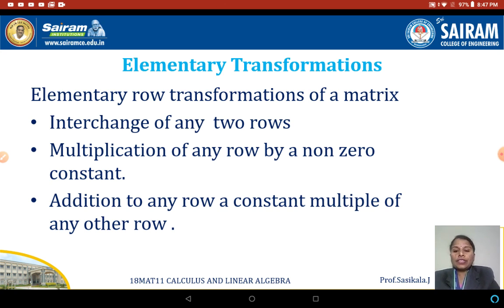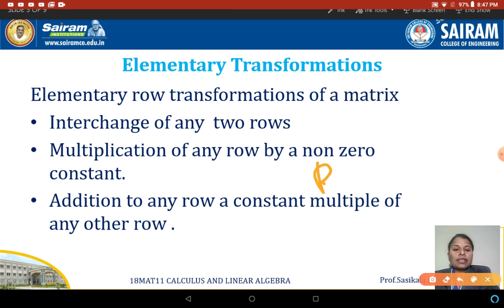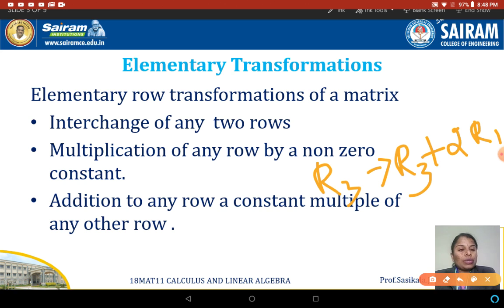The next one, addition to any row of a constant multiple of any other row. If you want to make a change in one particular row, for example R3, how do I change it? I use my old R3 and add 2 into R1. That means you are doing 2 operations: one is multiplying R1 by 2, and after that you add it to R3, which will give the new R3. So this is the expansion. Like that you can use any numbers based on your requirement. This is the addition to any row of a constant multiple of the other row.